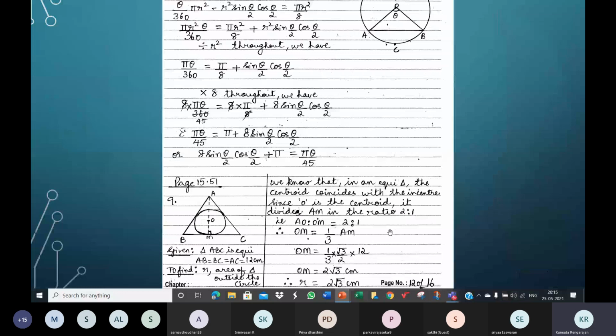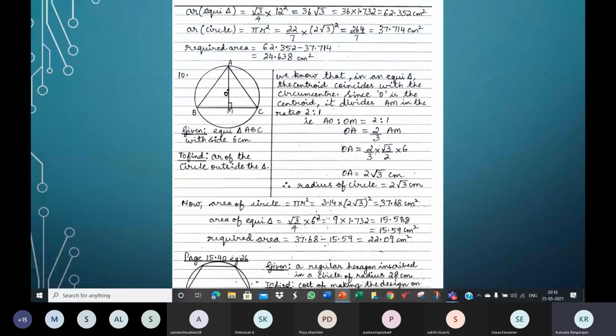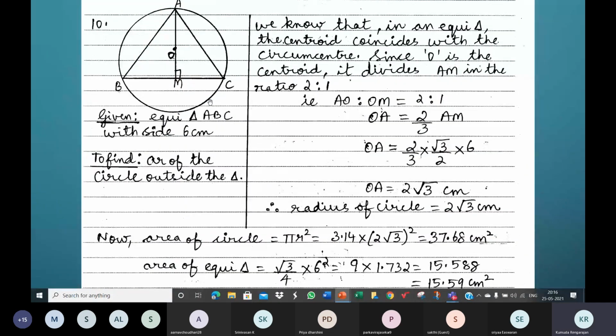While in this one, AM is the median, equilateral triangle, AM median, O is a centroid. So the centroid divides the median in the ratio 2:1. So here we have to find AO, not OM. OM is not the radius of the circle. AO is the radius because O is a circumcenter and A is a point on the circumference of the circle. So OA is the radius.